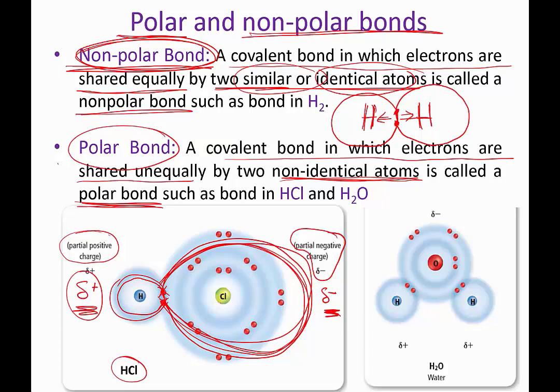And it depends. In some cases, the polarity is a little bit high. In some cases, the polarity is a little bit low. In some cases, as we said before, in the case of hydrogen or oxygen, O2 and H2, there is no polarity at all.